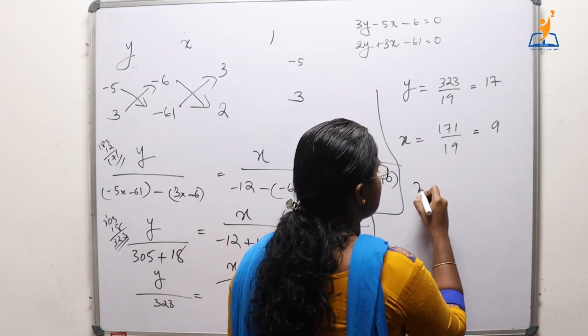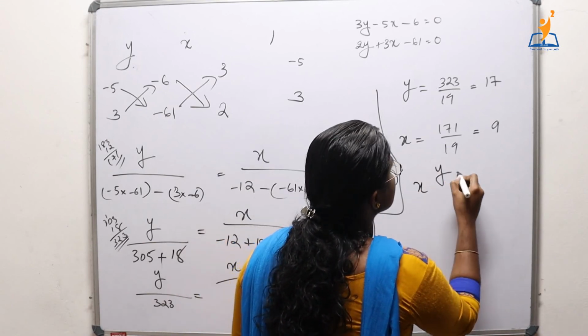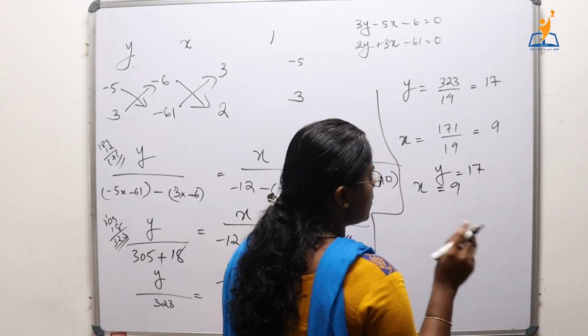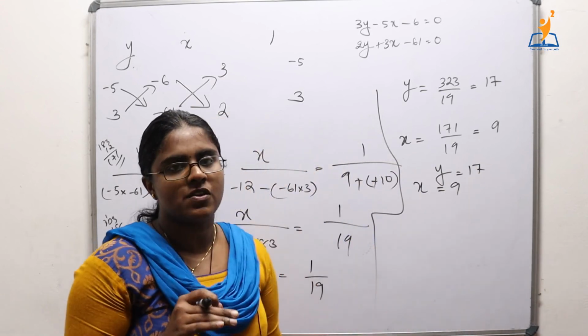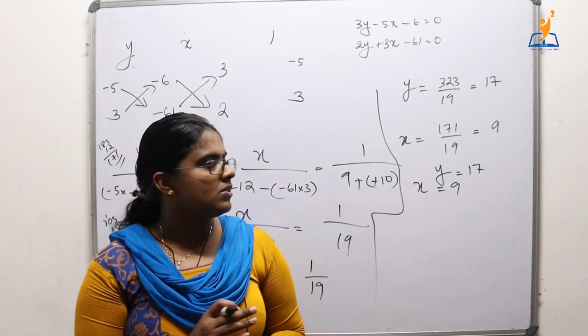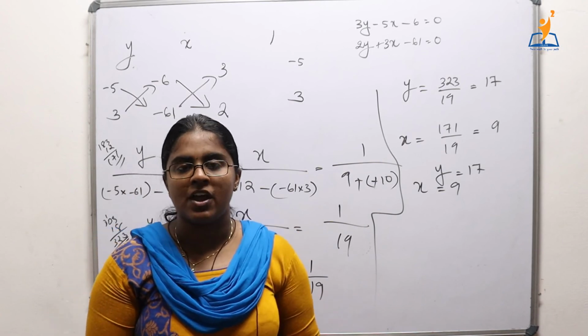So we got the dimensions. The length y is equal to 17 and the breadth x is equal to 9. So those are the dimensions of the rectangle. So that's the end of this question. Now this is the end of exercise 3.5 also.